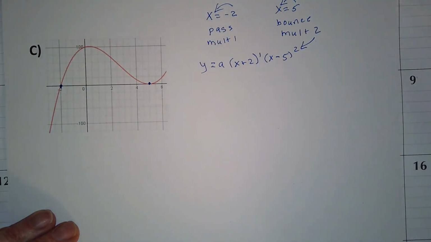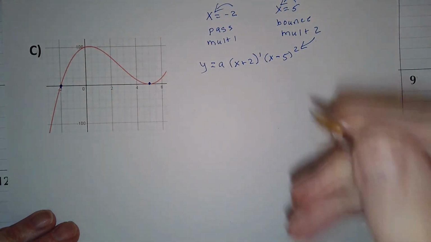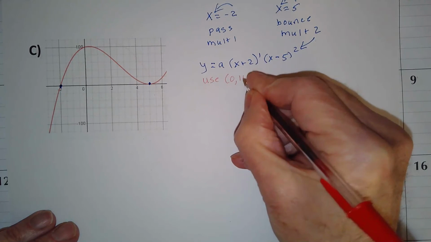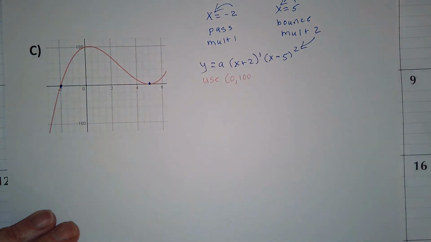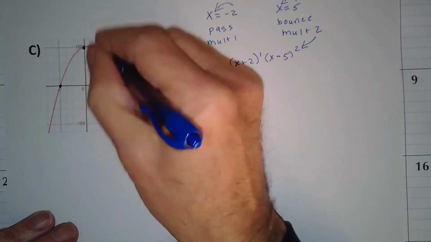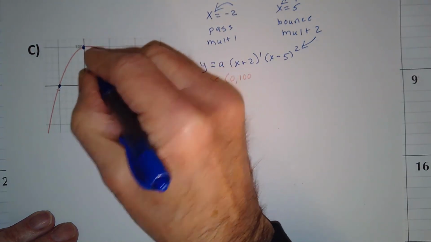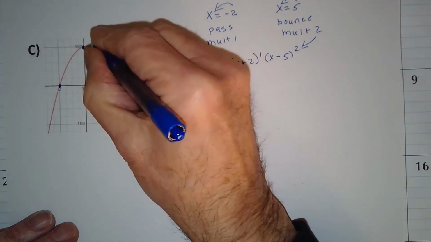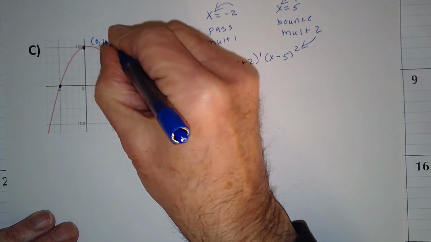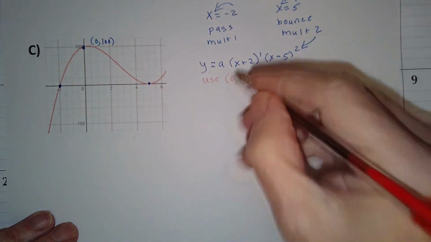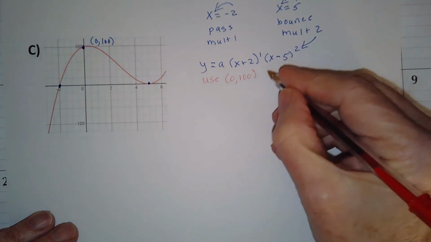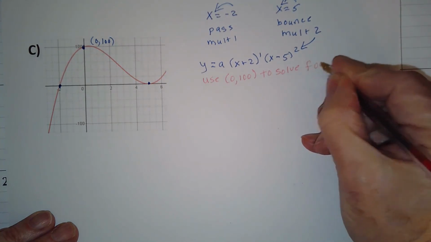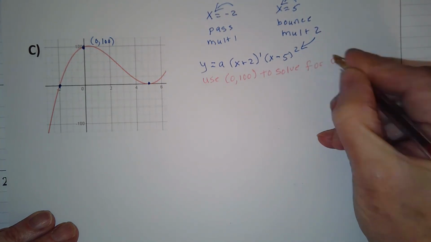Okay. All right, so then for our specific point, we're going to use 0, 100. Because if you look up here, this is where the graph crosses the y-axis. So we want to use 0, 100 up here. And we're going to use this to solve for A, our specific point. Okay.